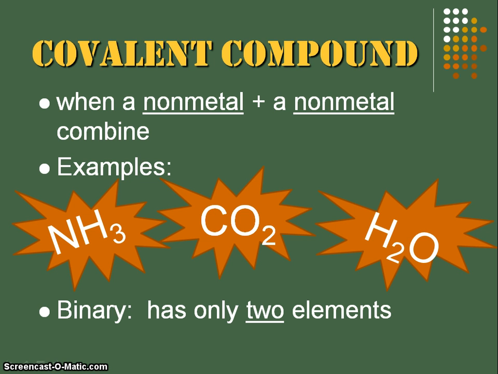NH3 has nitrogen and hydrogen. Even though there are three hydrogens, there are only two types of elements represented. The same is true for CO2 and H2O. And while some of these do have common names, today we're going to learn about the true naming system for these compounds.